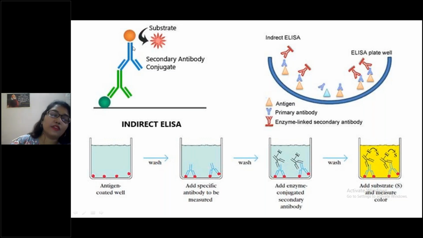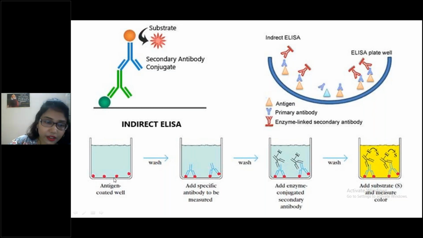And once it binds, then what we'll do is we put a secondary antibody which is enzyme linked, so it will be linked to a particular enzyme. Then we put the substrate for that particular enzyme, and once it fluoresces or some sort of color change is there, we can detect it easily.